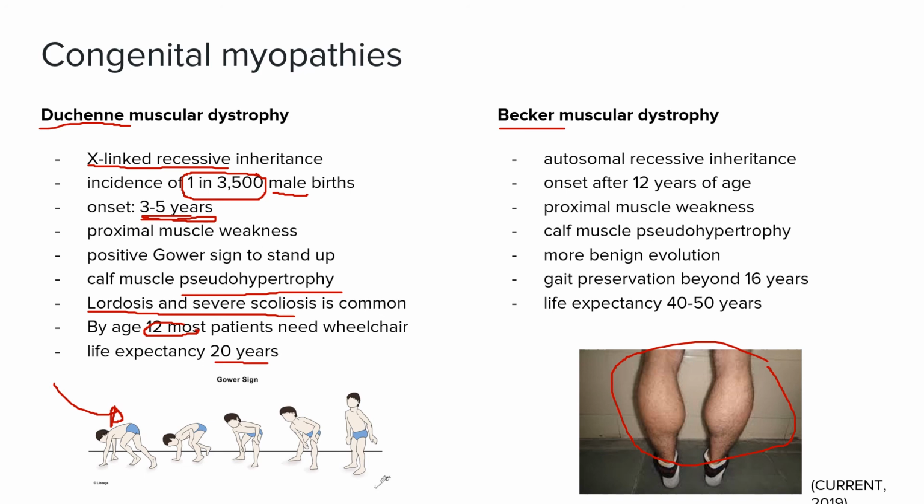Becker muscular dystrophy has a little different clinical course, but the symptoms are the same: proximal muscle weakness and calf muscle pseudohypertrophy, and this has an autosomal recessive inheritance. The onset is usually after 12 years of age, and as I mentioned, it has a more benign evolution. Gait is usually preserved after 16 years, and the life expectancy is 40 to 50 years.